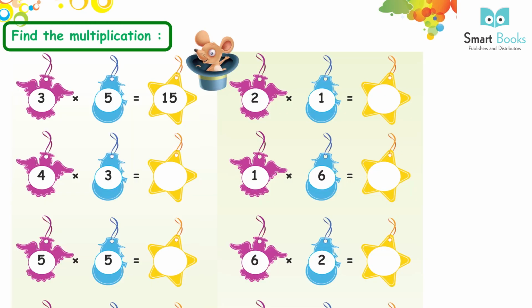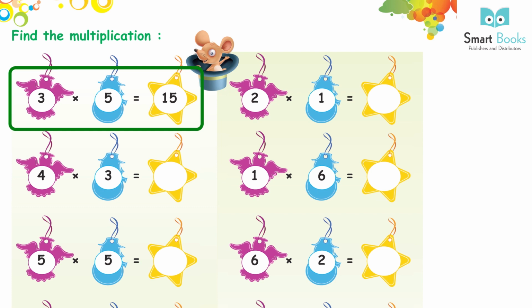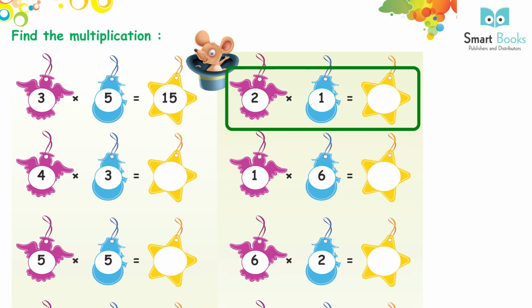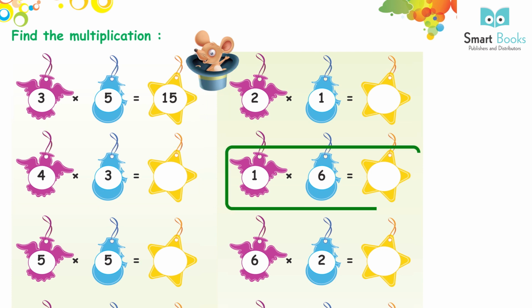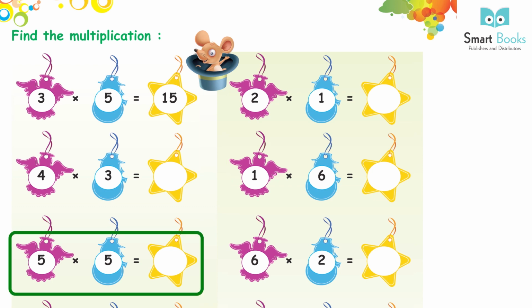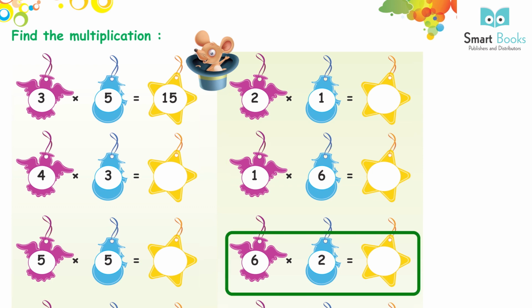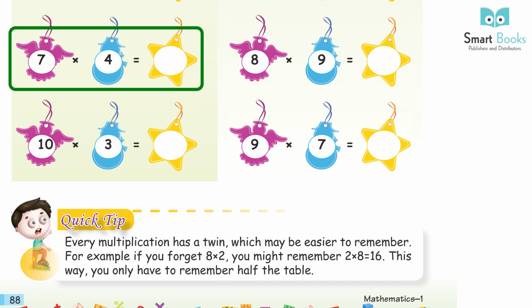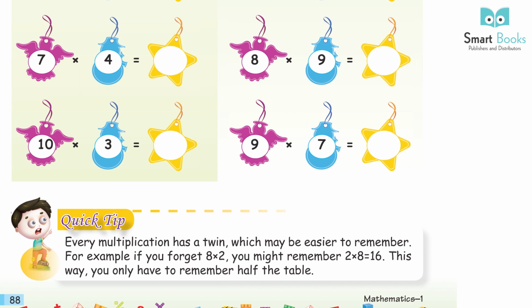Find the multiplication. 3 into 5 is equal to 15. 2 into 1, 4 into 3. 1 into 6, 5 into 5. 6 into 2, 7 into 4. 8 into 9, 10 into 3. 9 into 7.